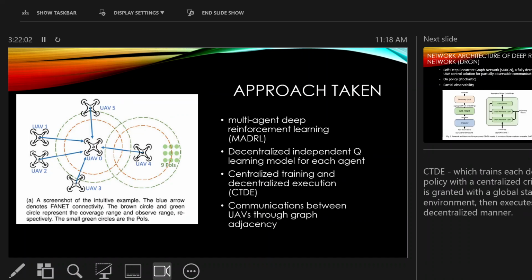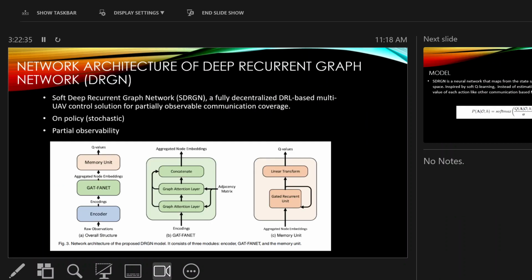Clearly, they used a multi-agent deep reinforcement learning model. As I said before, each UAV has its own model, and that's what it uses to take its actions or devise the probability for what the best next action is. Centralized training goes to a main hub, and then it passes back the updated model to each individual agent.